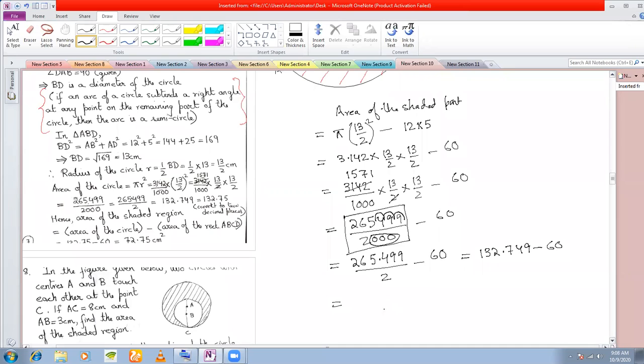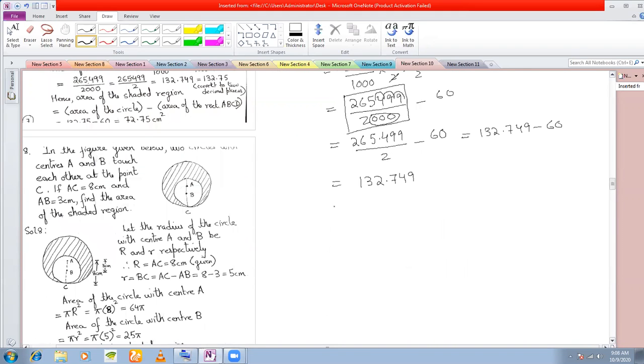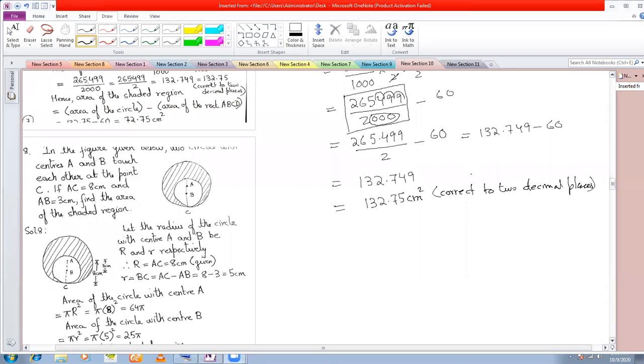Let me first calculate this. This should come to 132.749. And they have asked till how many places of decimal? Two places of decimal. We have got till three places of decimal. We'll round it off. 132.75 centimeter square, correct to two decimal places.